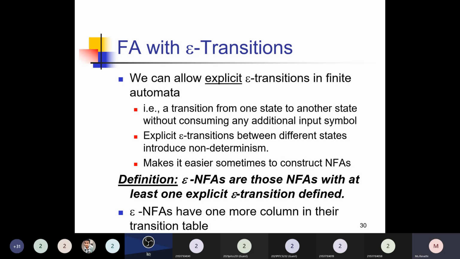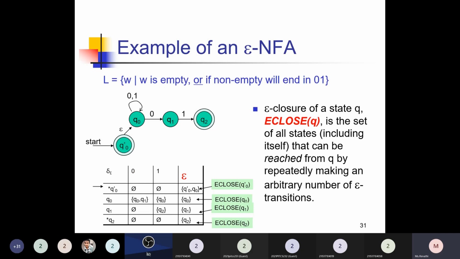So what is the purpose of this epsilon transition? It makes it easier to construct an FA. It is much easier to construct any model. So see the example, again the same example: W is empty, or if non-empty will end in 0, 1. If it is empty, you can include epsilon. So see the table.